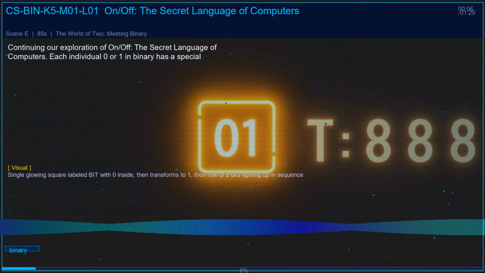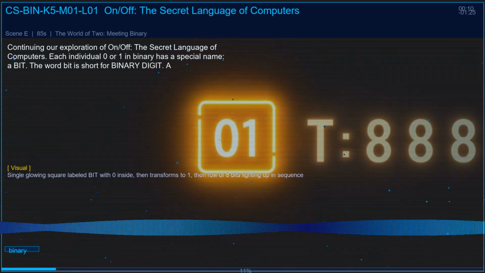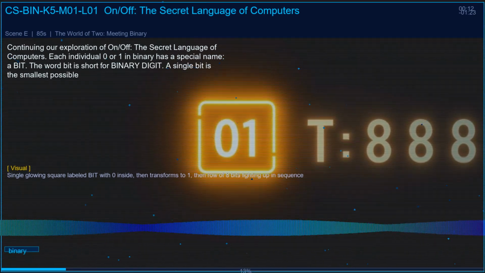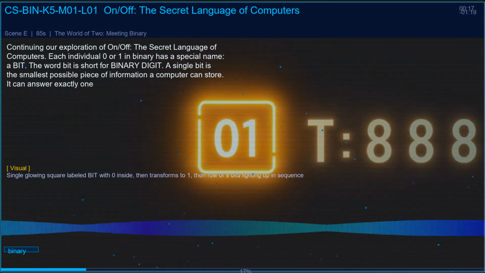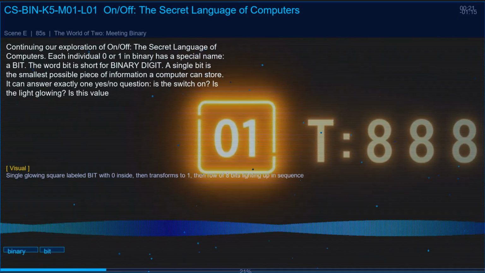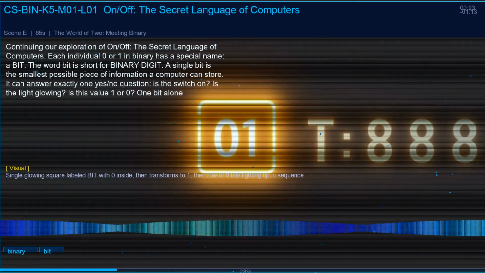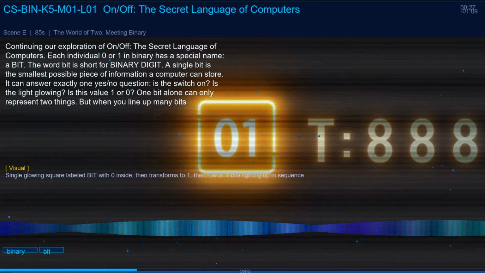Each individual 0 or 1 in binary has a special name, a bit. The word bit is short for binary digit. A single bit is the smallest possible piece of information a computer can store. It can answer exactly one yes/no question: is the switch on? Is the light glowing? Is this value 1 or 0?